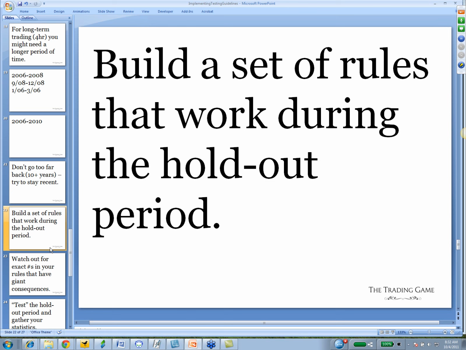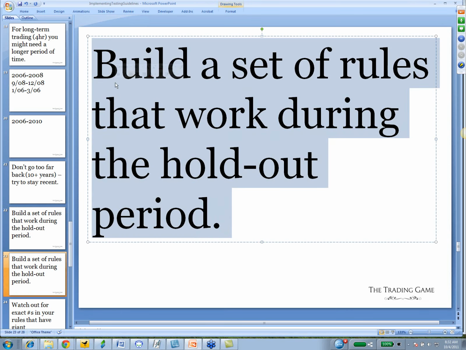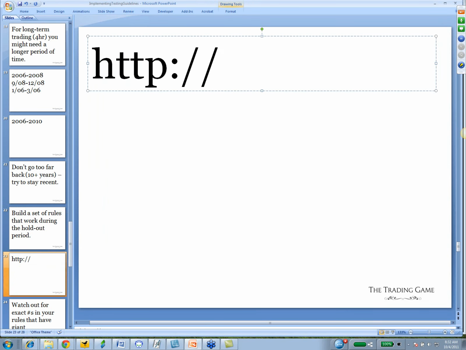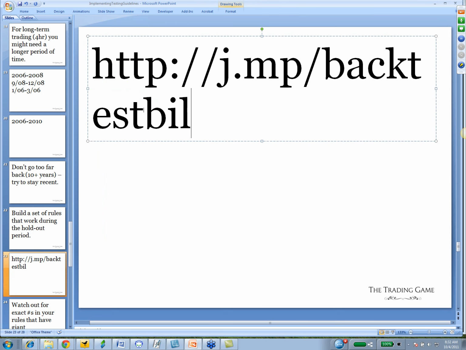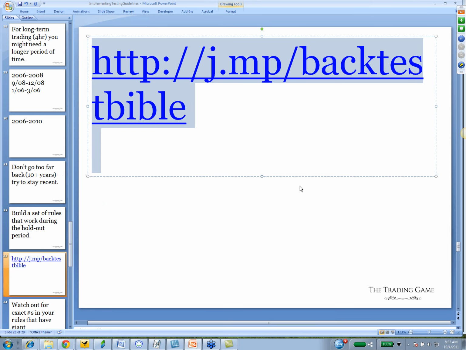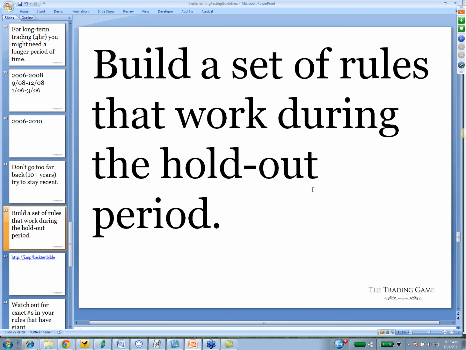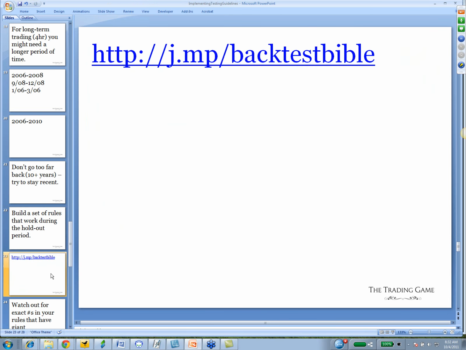You ask yourself a bunch of questions. You could find questions that are applicable in the ebook that I wrote called The Backtester's Bible. You can see a whole bunch of questions that exist for backtesters inside of that document.